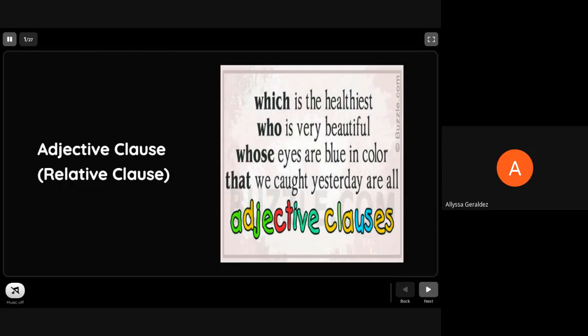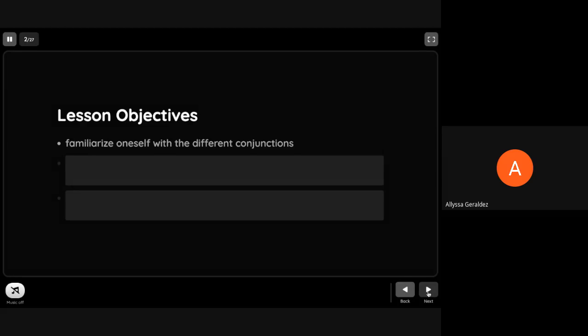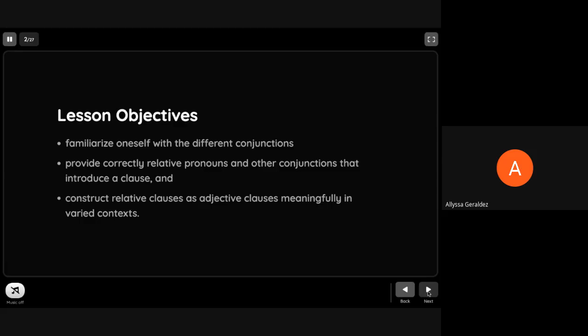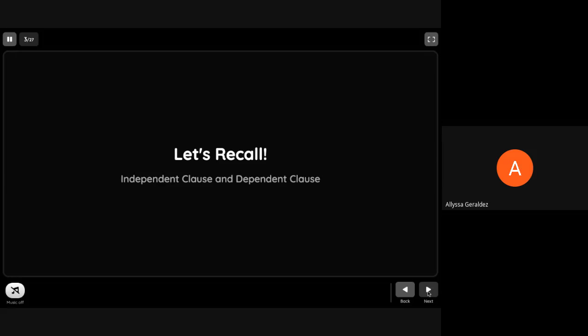We'll uncover adjective clause or relative clause. And for our lesson objectives, at the end of the lesson, we'll be able to familiarize ourselves with the different conjunctions, provide correctly relative pronouns and other conjunctions that introduce a clause, and construct relative clauses as adjective clauses meaningfully in varied contexts. Now let's recall, identify independent clause and dependent clause.